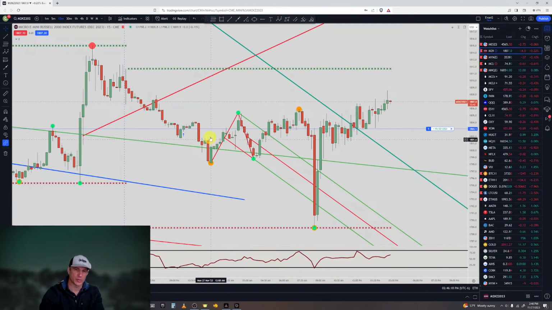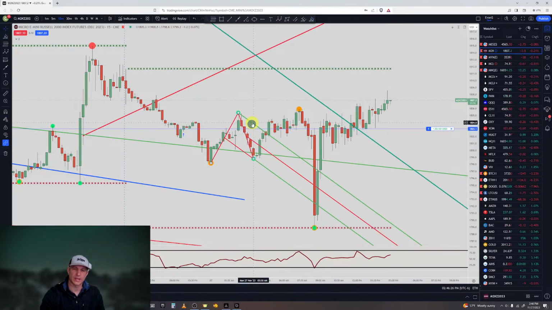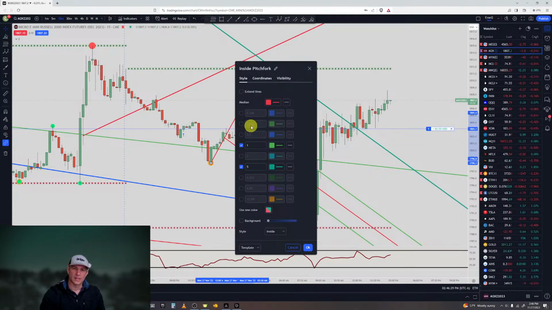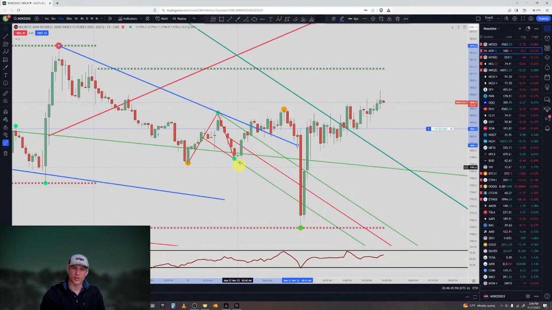So we got that. Then we take the inside pitchfork and just attach it to points 2, 3, 4. The levels we have are the median, which is the red line, the light green, which is the 1, and the darkish tealish green, which is the 5. Then, to signify that this is the triangle trade, just connect points 1 to 3. When you get a close above the 1 line, the green line right here, the target is the 5 line right up here.